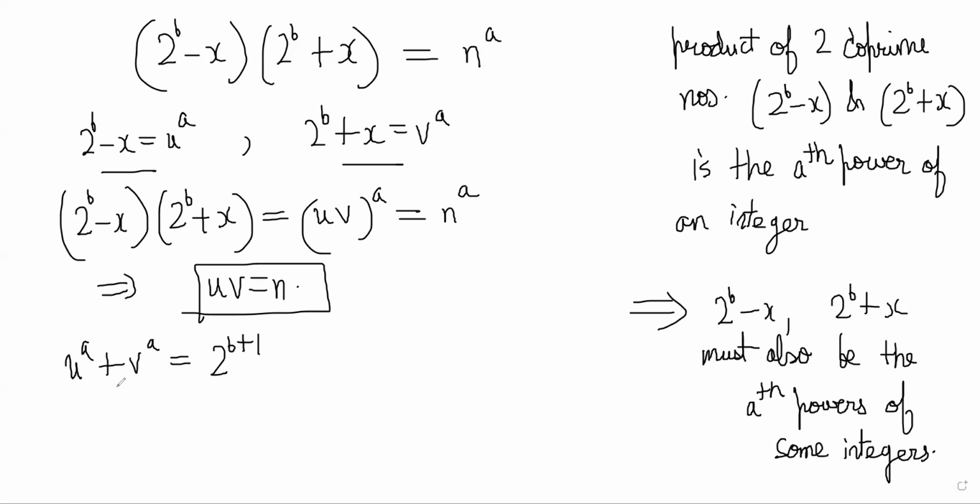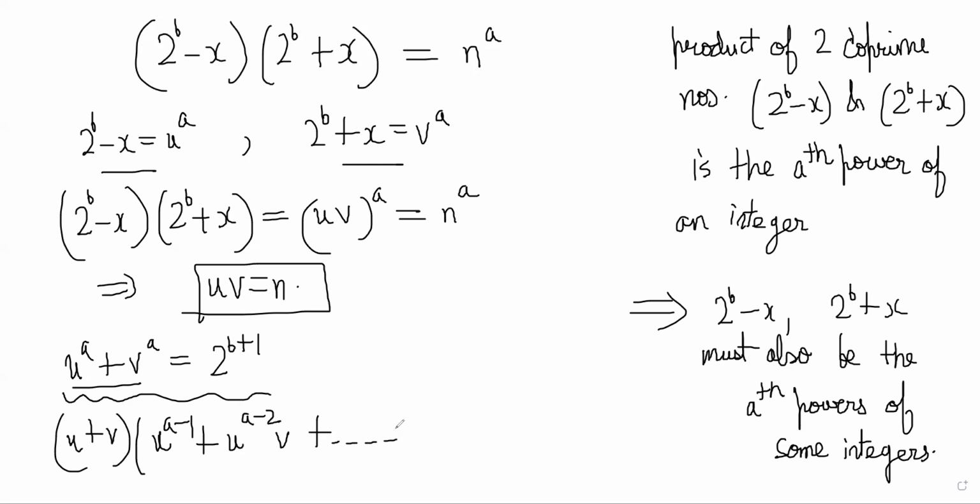And when we add this, we know that a is odd. We had already decided that in the beginning. a is odd, so u^a + v^a can be factorized like this: (u + v)(u^(a−1) − u^(a−2)v + and so on, with alternating signs, and finally v^(a−1)) is equal to 2^(b+1), right?